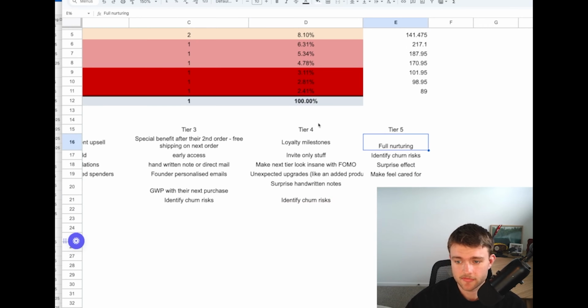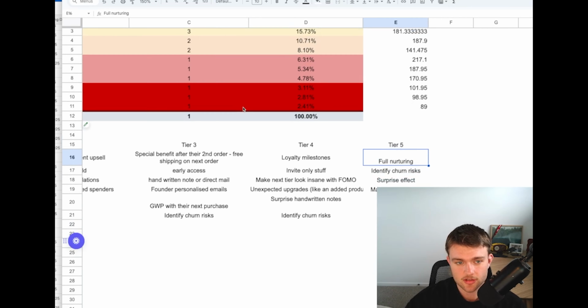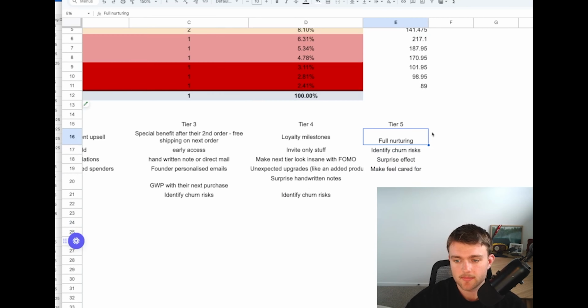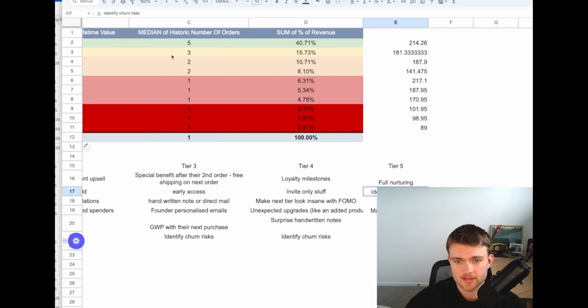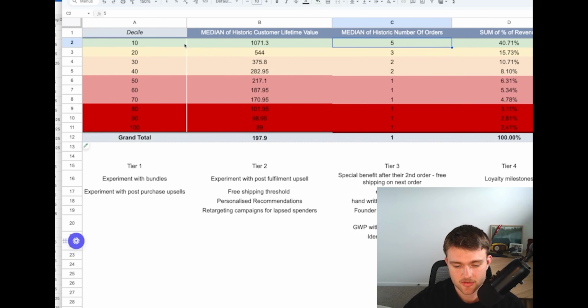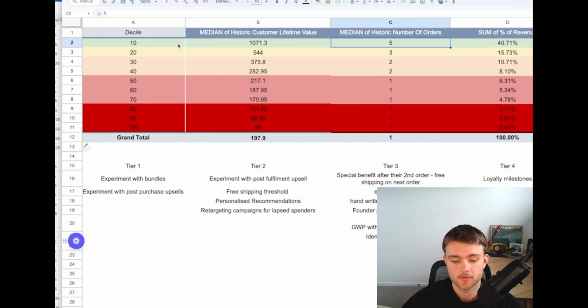Tier 5, this is just full nurturing mode. These people are our best customers. While they're active, we just want to make them feel cared for. If they become at risk of churning, we do want to try to reactivate them. Surprise effect. If someone is in this tier and they become at risk of churning, we want to ship them something. In my opinion, you want to send them a free gift, a surprise package, a crazy discount code to get their next order for free, whatever it may be.